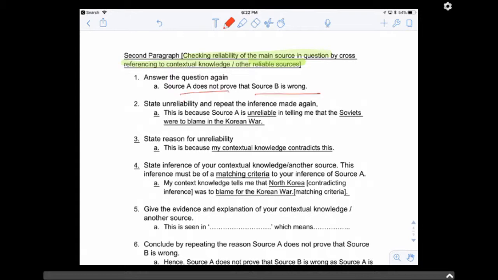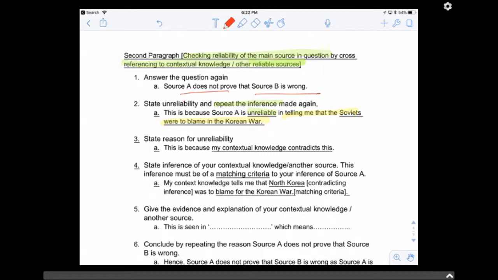A does not prove that B is wrong. State unreliability, and very important, repeat your inference again, right? This is because A does not prove that B is wrong, because A is unreliable. And tell me the reason why A is unreliable. What is A unreliable in telling me about? Yes, so repeat the inference again. So just to recap, source A does not prove that B is wrong because source A is unreliable in what?